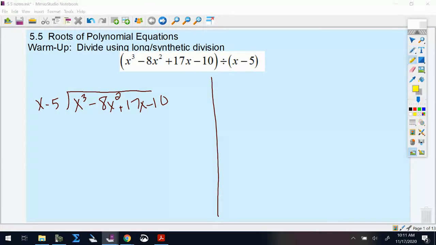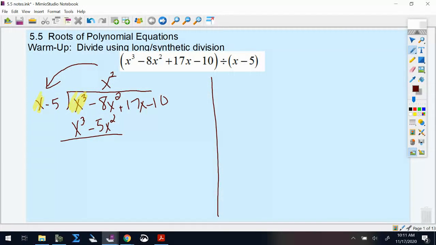So the process is you want to see what I multiply x by to get it to be x to the third. So that's going to be an x to the second. You want to keep your columns lined up. So I'm going to put an x to the second there. You then multiply through that x to the second. So x to the second times x is x to the third. And then x squared times negative 5 is negative 5x squared.